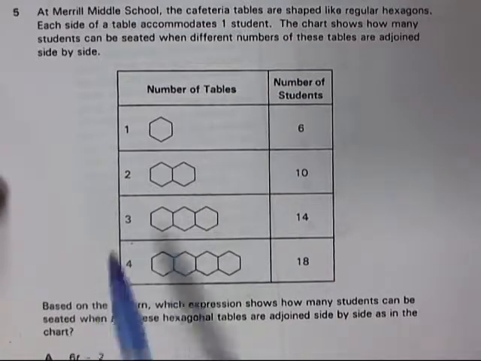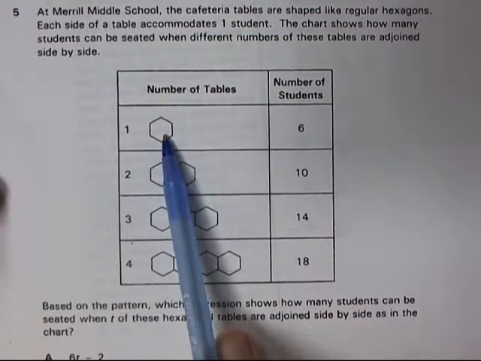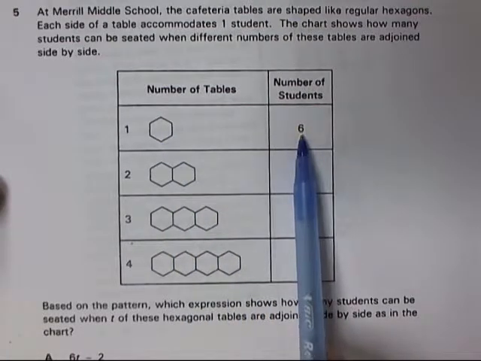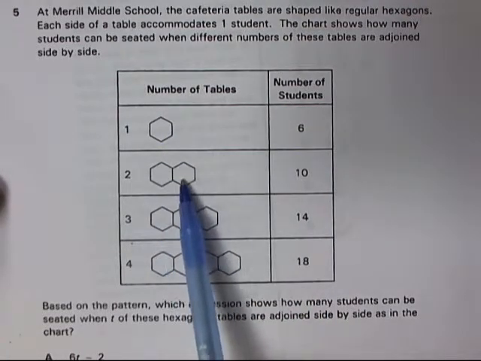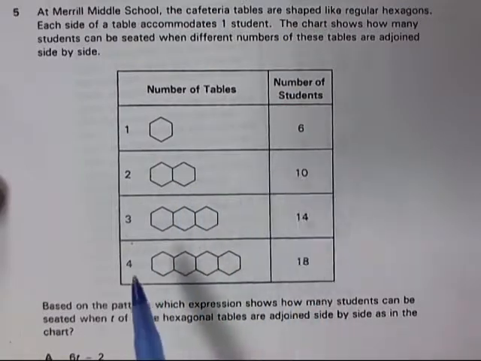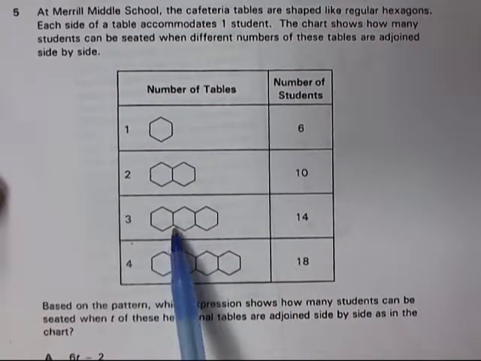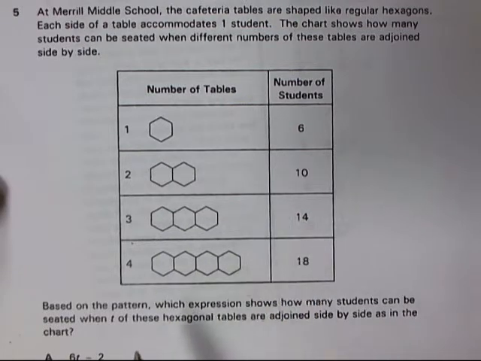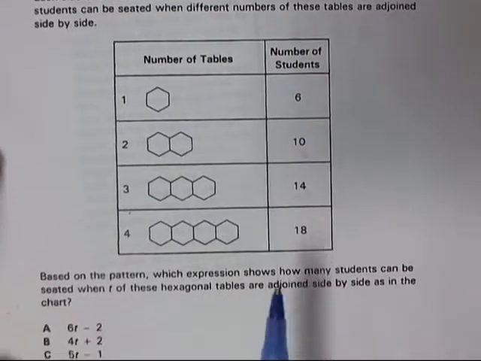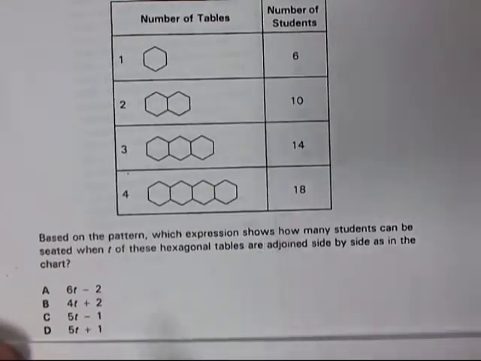Let's look at the question. So you have your table. Here's hexagon table 1, 6 students can sit there. When you join 2 hexagons together, 10 students can sit there. 3 hexagon tables, 14 students can sit there. 4 hexagon tables joined together, 18 students can sit there. Based on the pattern, which expression shows how many students can be seated when T of these hexagonal tables are joined side by side as in the chart?